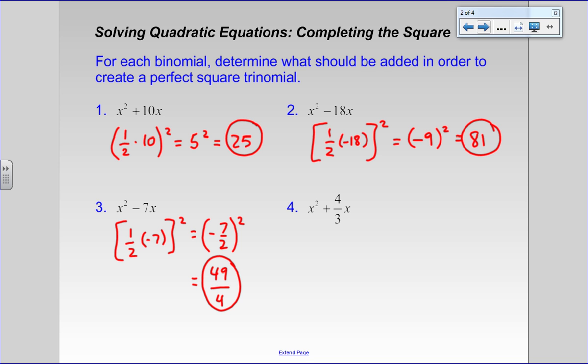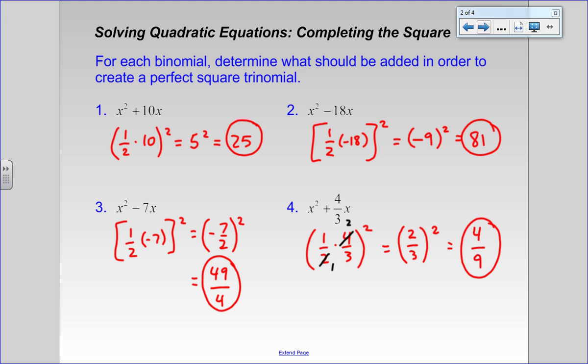Now one last example, x squared plus 4/3 x. To complete the square, we will find half of 4/3, and then square the result. Notice that as we multiply these two fractions, we can do some canceling, simplify. So we see that we need to square the fraction 2/3. This means that the constant that should be added to complete the square is 4/9.